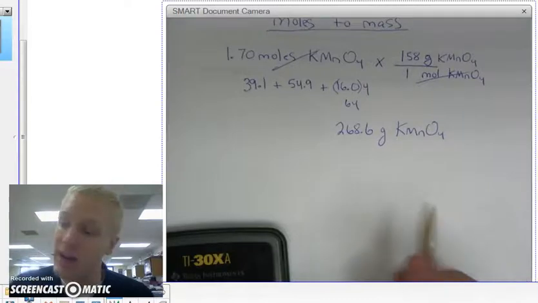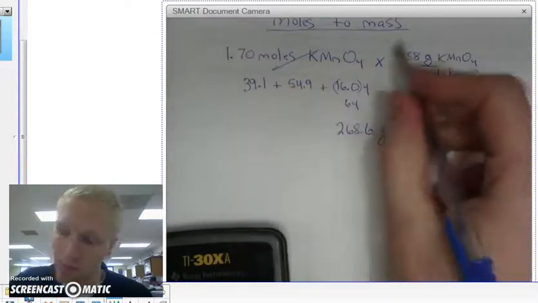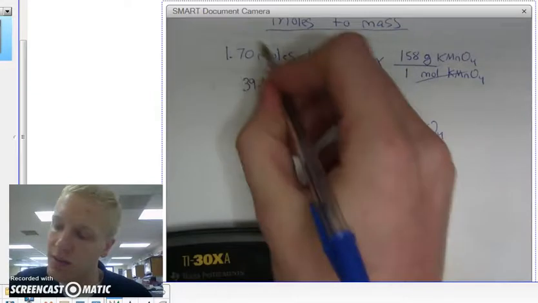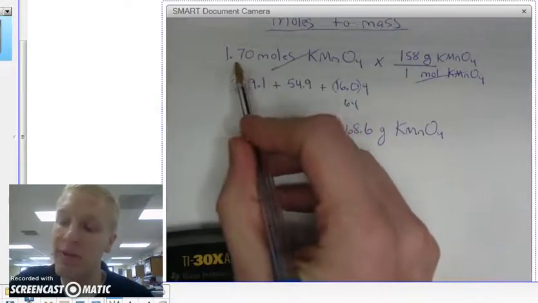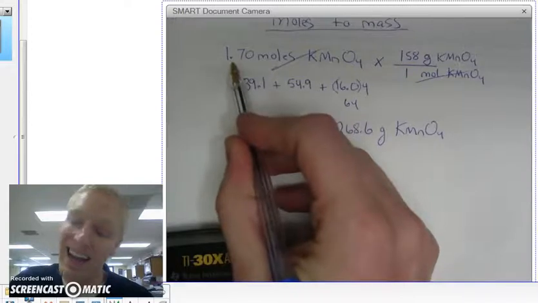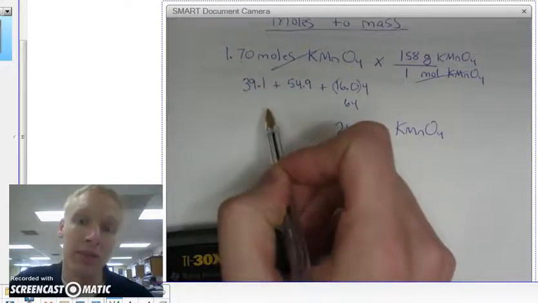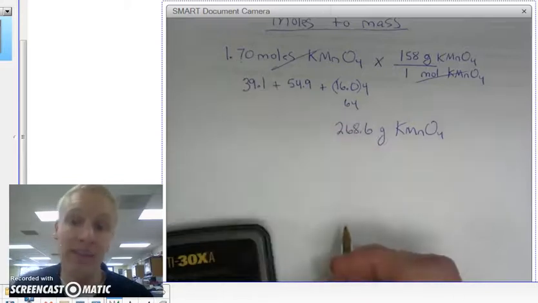Got to do sig fig rounding. Going back to my original problem, don't worry about what's in the conversion factor. Go off of the number that you start with. I've got 1, 2, 3 digits, and the zero after a significant figure and after a decimal is significant because it shows rounding. So that's 3 sig figs.